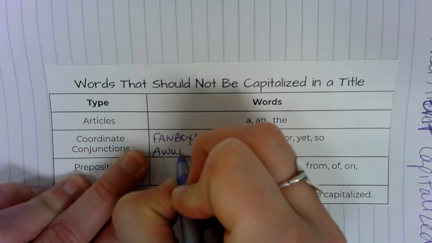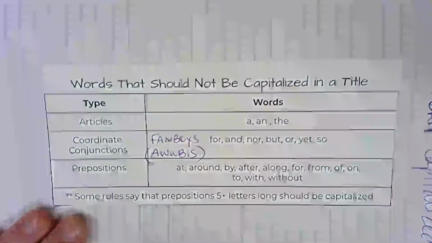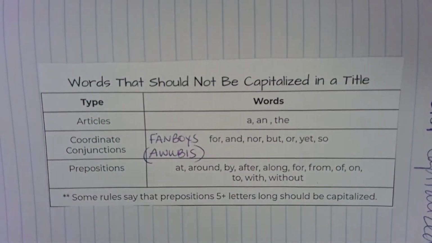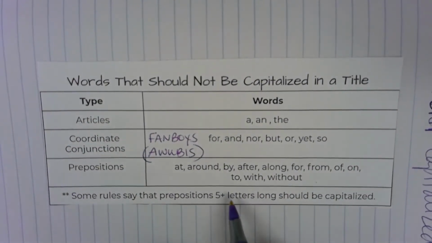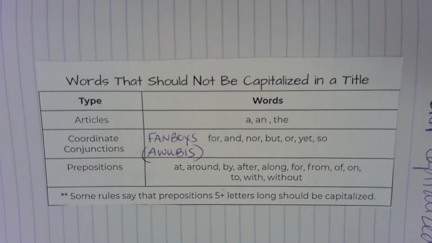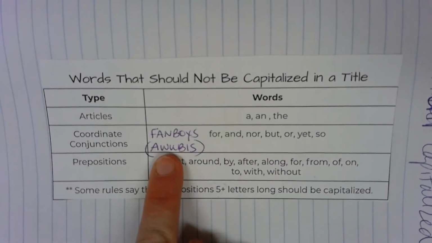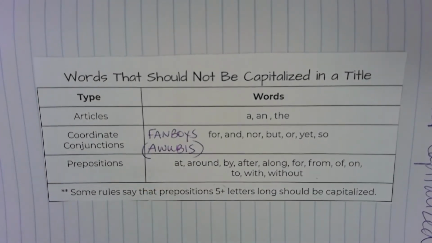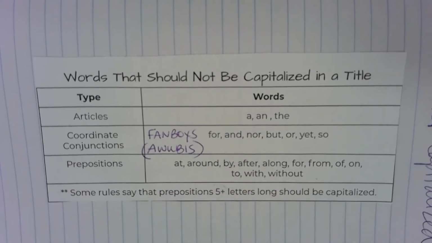AWUBIS words can also sometimes not be capitalized, but think about 4 letters or less. So now this one says 5 letters or less, but I've seen 4 letters or less also. So I guess that's kind of one of the Oxford comma type rules. And that's why a lot of people don't consider AWUBIS, or your subordinate conjunctions, as words you don't capitalize, but I still would. And then prepositions, even though these are sometimes 5 letters or more, we're still going to not capitalize them just because they're those minor, not necessarily super important words.